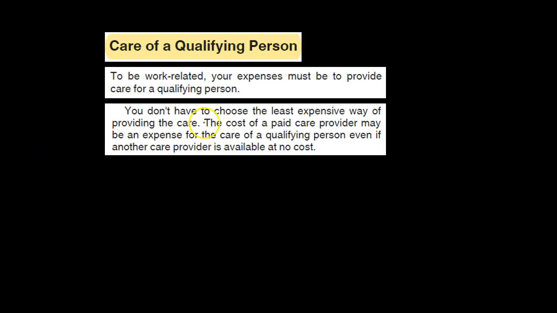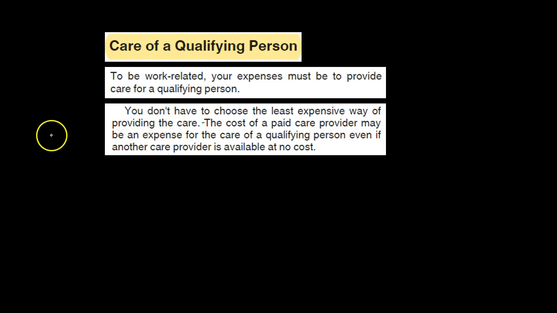So when we think about care for a qualifying person, note what they're saying is that we need to have the expenses related to something that allows us to work typically, but we don't need to then have the least expensive provider. But you can see that the IRS would probably be concerned about the level of expense or the cost of the care being provided.